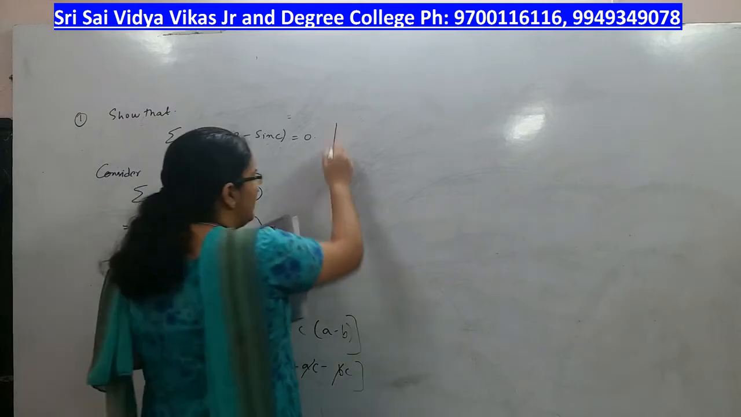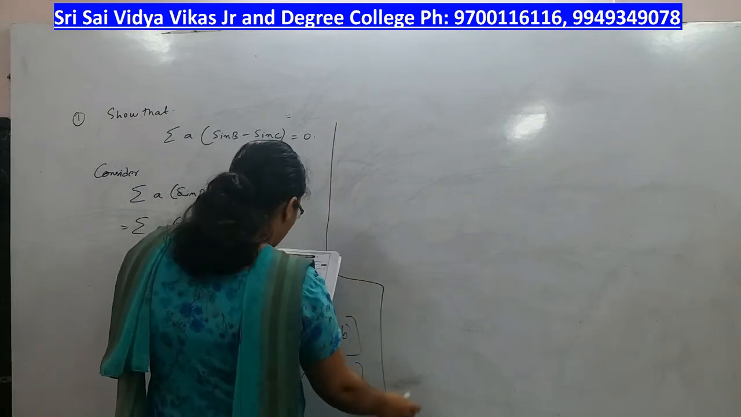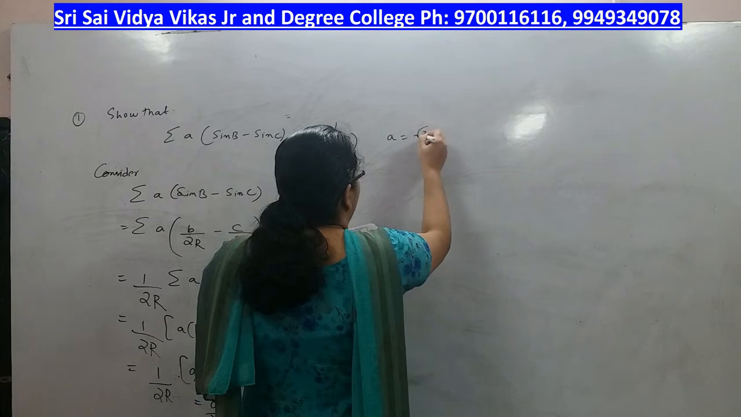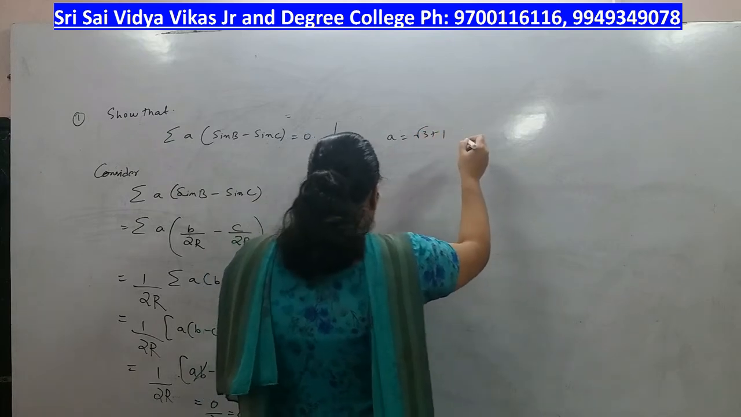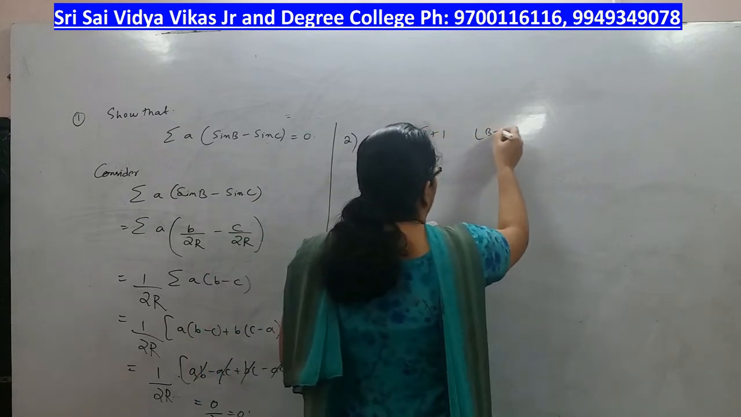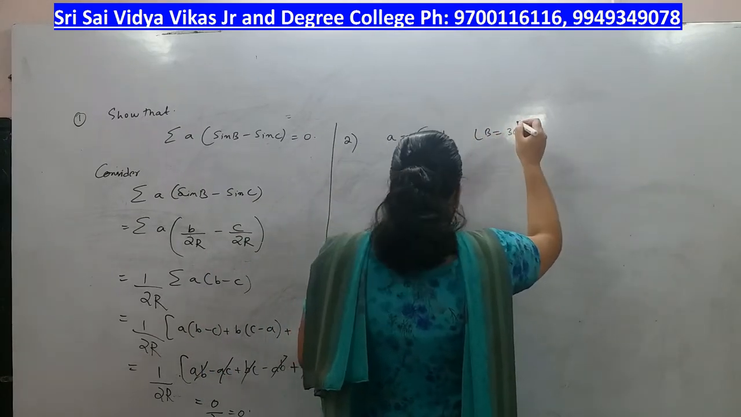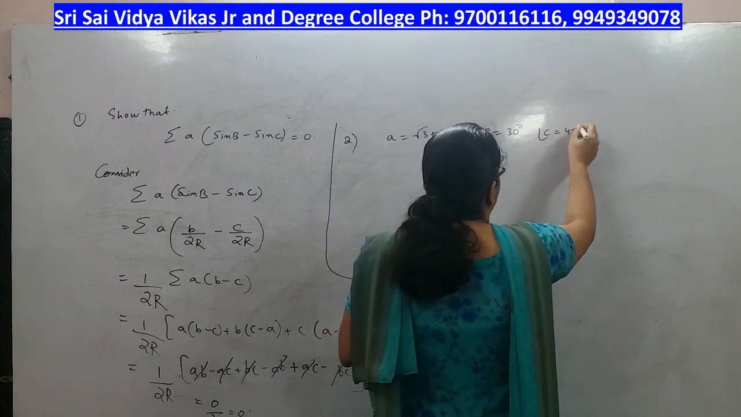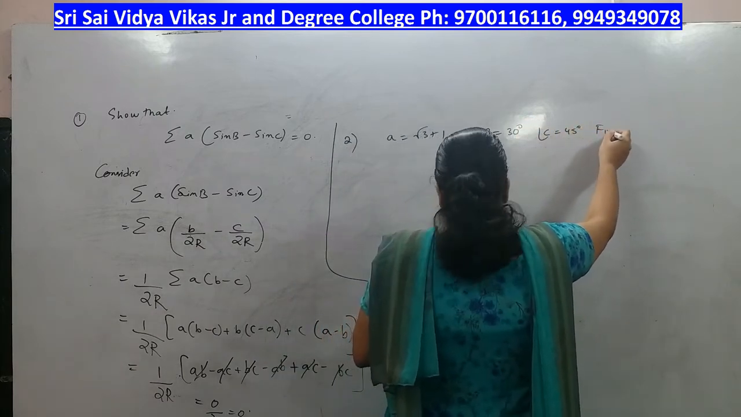Let us discuss the next problem. a is equal to root 3 plus 1, angle B is equal to 30 degrees, angle C is equal to 45 degrees. Find c.